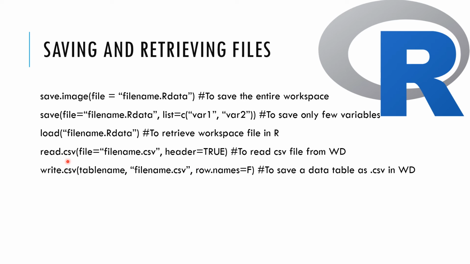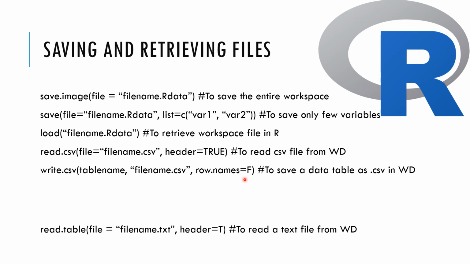Suppose you want to write a particular file or a table which you have created in your workspace, and you want to save that particular table or data in CSV format. You can use this function called write.csv, the name of that variable which contains all the data, and then the name under which you want to save this CSV file. This row.names argument is basically whether you want to retain the names of the rows or not. If you don't want to retain, then F stands for false, T stands for true.